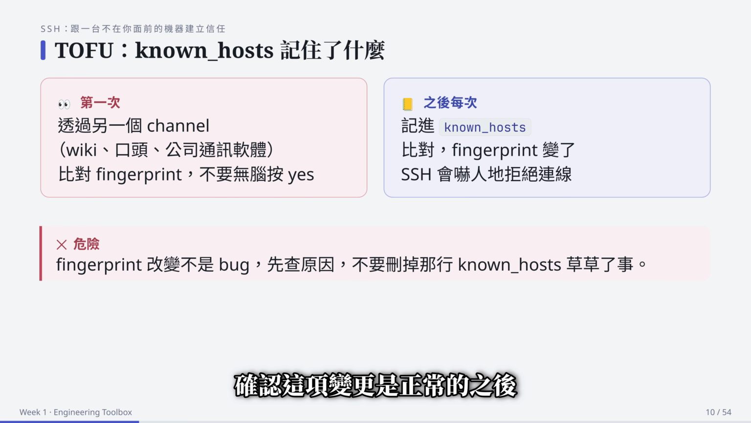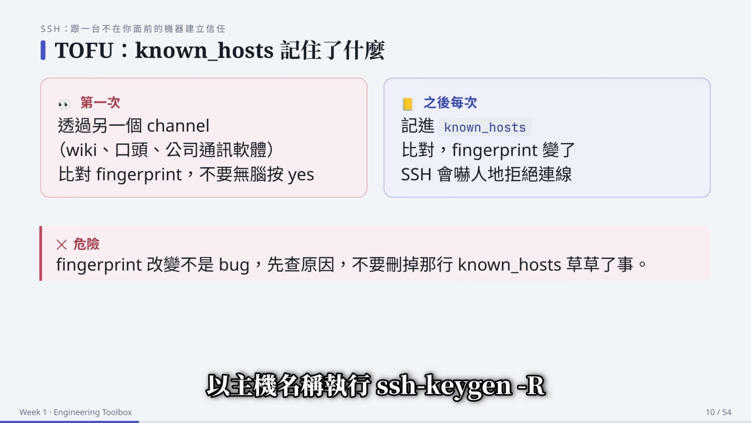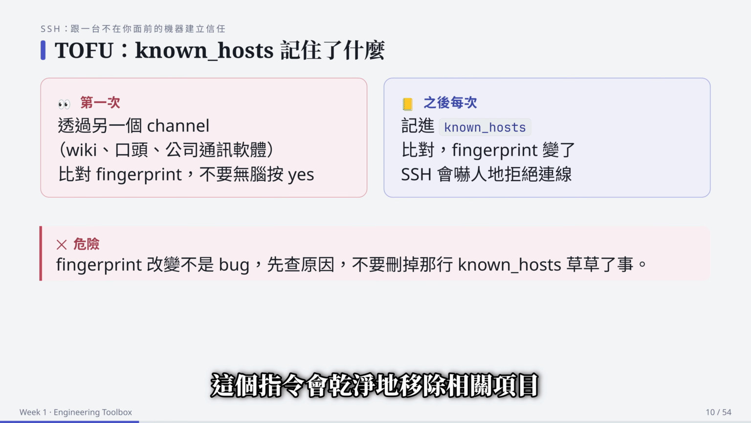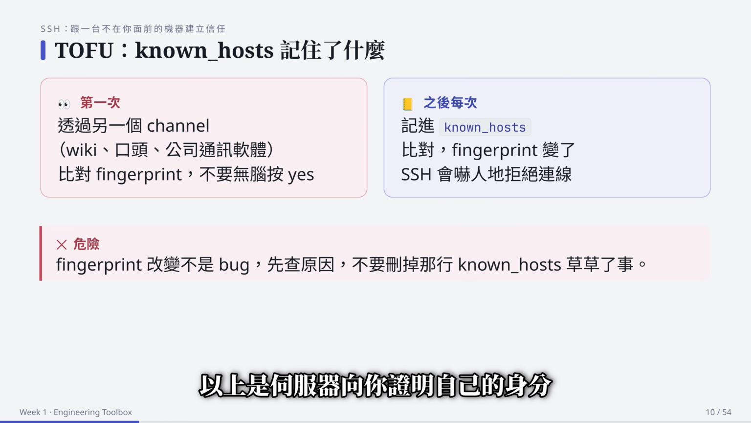Once you've confirmed that the change is legitimate, run ssh-keygen -R with the host name. That command cleanly removes the relevant entry without requiring you to edit the file by hand. That was the server proving its identity to you.